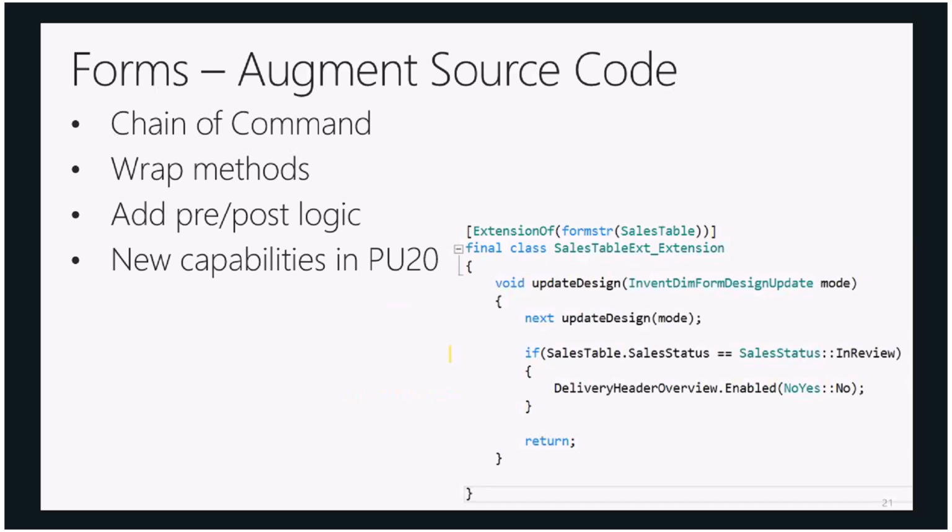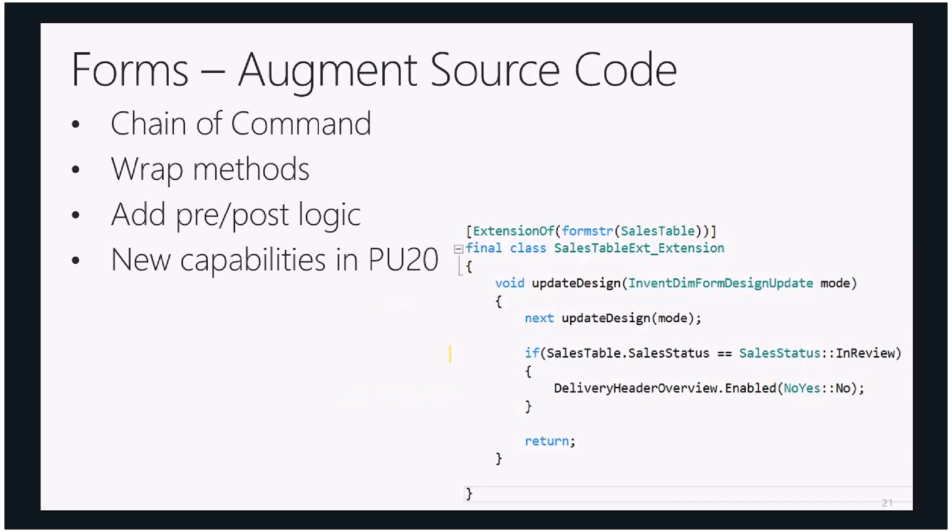Now, a powerful feature is to utilize the chain of command technique. This allows you to wrap methods in your own logic, or provides you the ability to write that same pre and post event handlers, as well as gives you access to protected member variables and methods. Now there are new capabilities exposed in Platform Update 20 that make this even more useful for building solutions around forms. We will cover these in detail later in the talk.